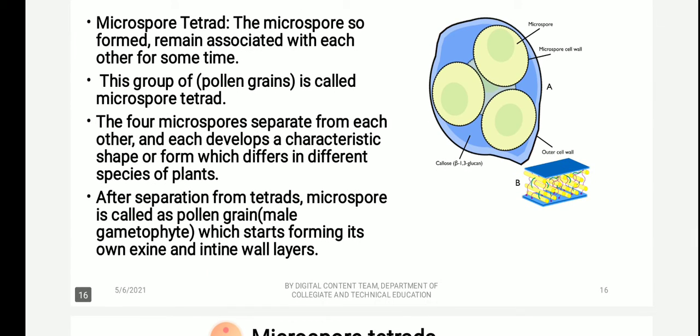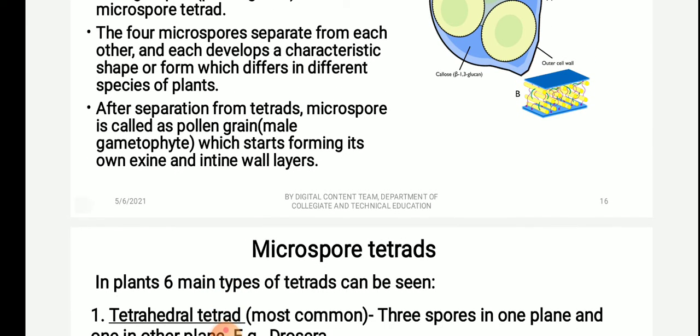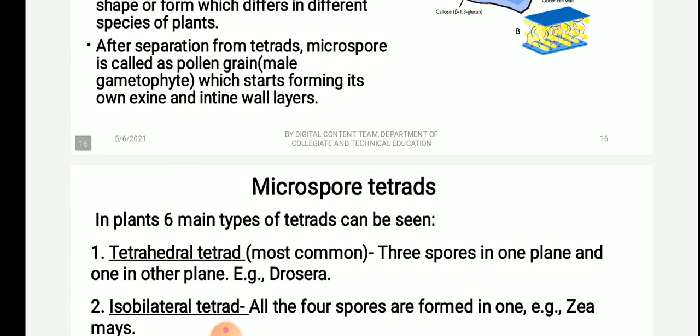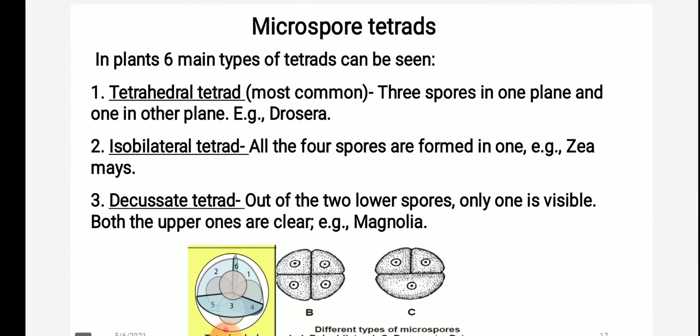The four microspores separate from each other. The tapetum plays a very important role here, releasing callase to break the wall of the microspore tetrad. Each microspore develops a characteristic shape or form which differs in different species of plants. After separation from the tetrad, the microspore is called a pollen grain or male gametophyte, which starts forming its own exine and intine wall layers. Based on the shape of the tetrad in angiosperms, we come across around 5 to 6 types of tetrads.